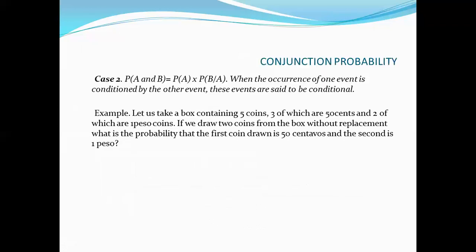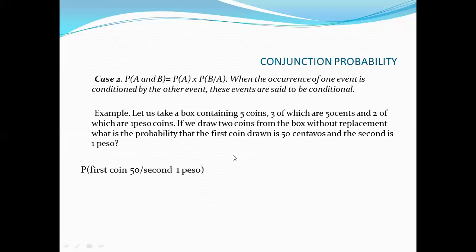Okay, let's go to the next case. Next case would be, under pa rin siya sa conjunction probability, but this is on conditional events. So when the occurrence of one event is conditioned by the other event, these events are said to be conditional. So the example is, let us take a box containing 5 coins, 3 of which are 50 cents and 2 of which are 1 peso coins. If we draw 2 coins from the box without replacement, what is the probability that the first coin drawn is 50 centavos and the second is 1 peso?